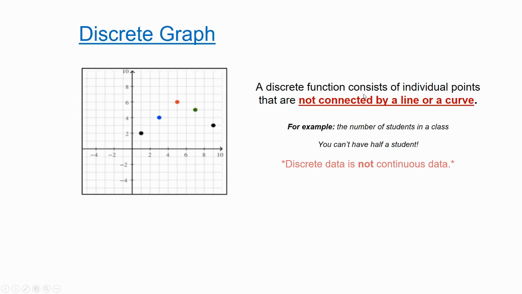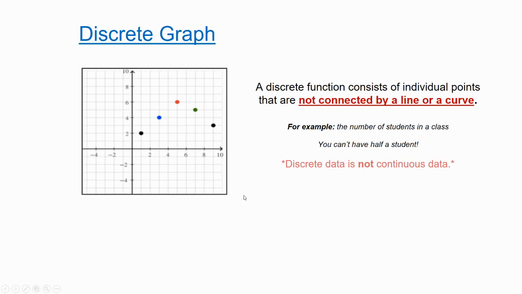Okay. So a discrete function, again, is not connected by a line or curve. What does that mean in practice? Well, for example, a class can't have 25.67 students. It's either got 25 students or 26 students, nothing in between. Same for, you often hear that the number of children in an average family is 2.3. Obviously, the family doesn't have 2.3 children. They either have 2 children or 3 children.